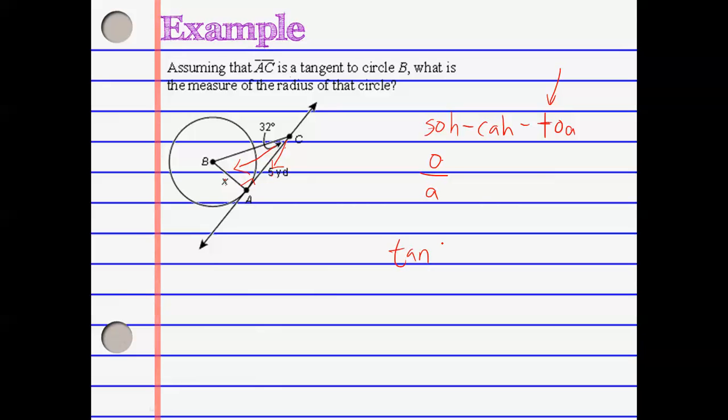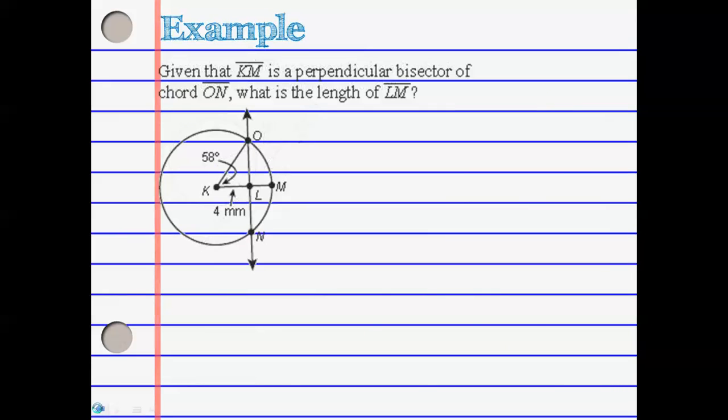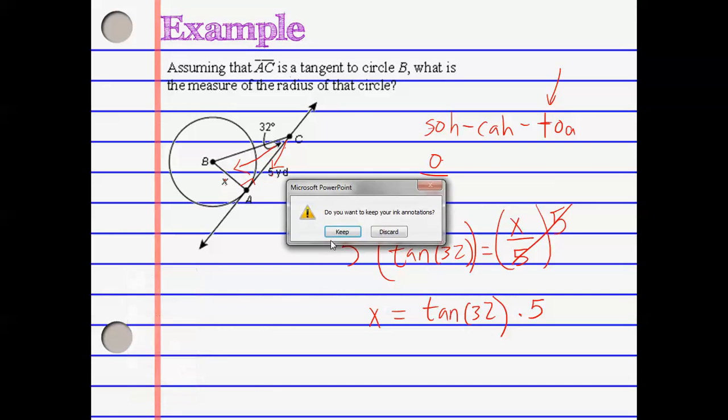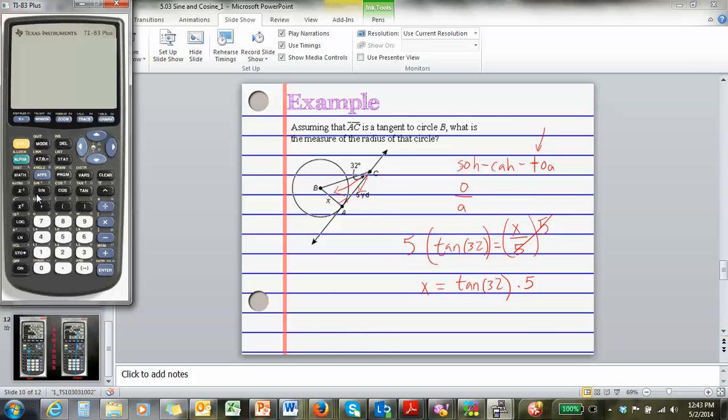So the tangent of 32 degrees is going to equal X over 5, because X is opposite and 5 is adjacent. Here we can multiply both sides by 5 to get rid of the 5. So X equals tangent 32 times 5. We go to our calculator and take the tangent of 32 degrees times 5. So the radius is going to be approximately 3.12.